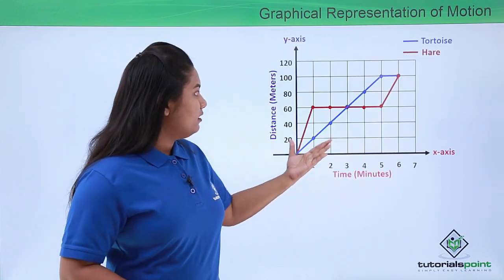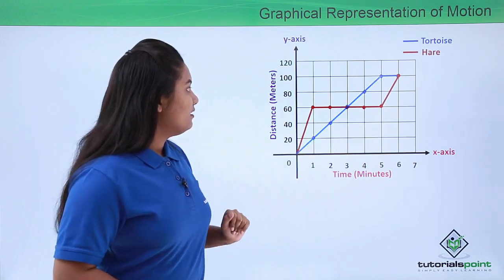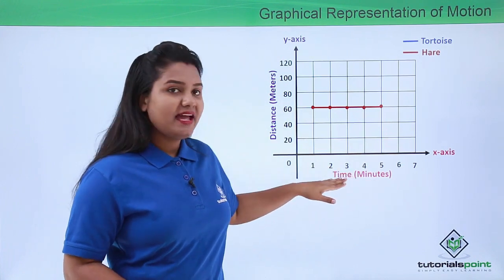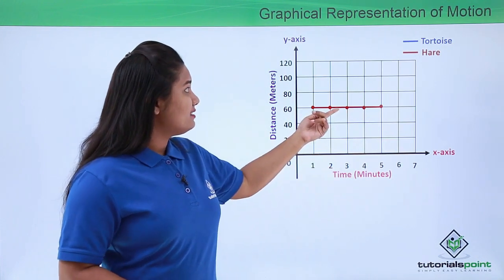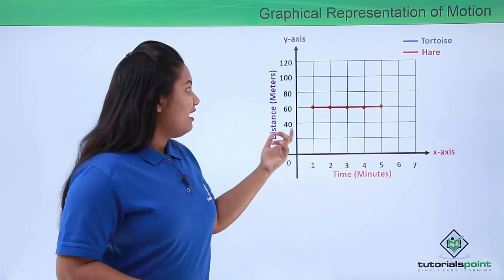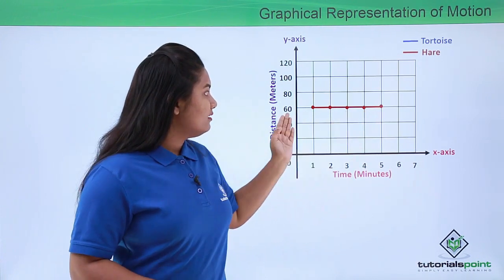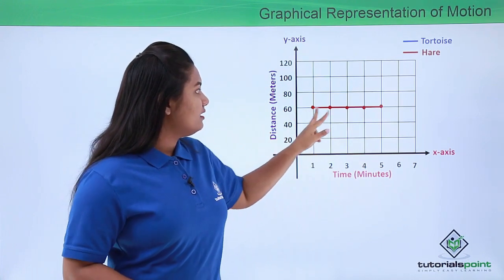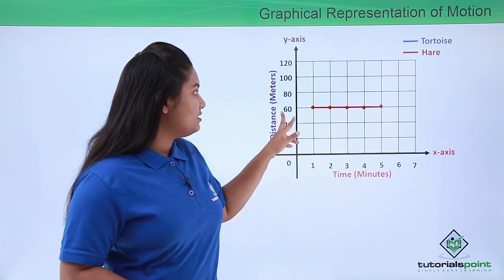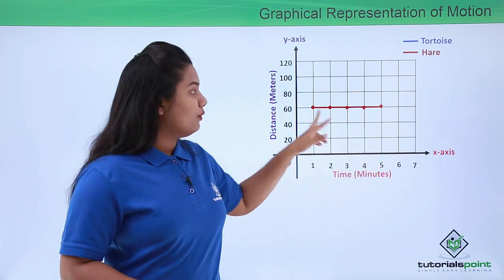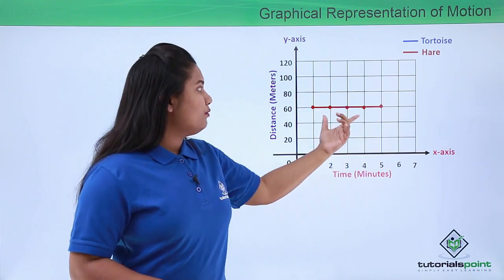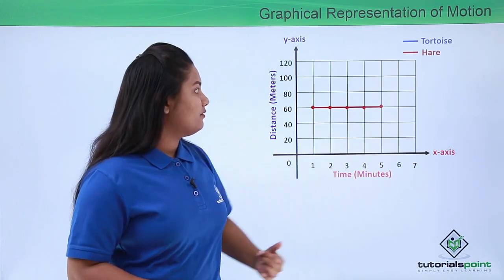So first of all, we will be focusing on this portion of the graph, that is this straight line which is parallel to the x-axis or the time axis here. Now since it is in red color, we are pretty clear that it is the portion of the graph of hare, and we see that throughout this graph the distance covered is not increasing, that is it is constant. At the end of first minute it was 60 meters, at the end of second minute it was 60 meters, again at the end of 5 minutes it was still 60 meters. So here we conclude that the hare was at rest throughout the time of this graph.